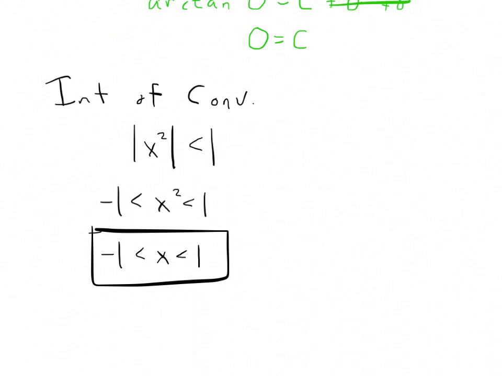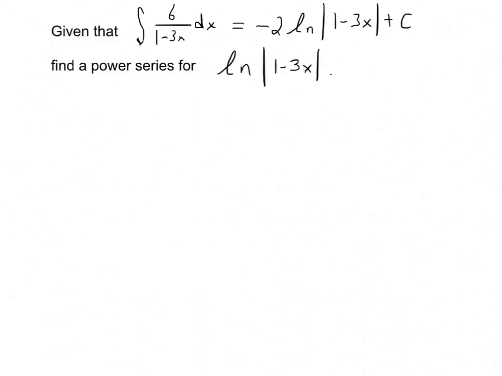So this other one I have is here. So I'm giving the information slightly differently. Given that the integral of 6 over 1 minus 3x dx is negative 2 natural log of 1 minus 3x plus c, find a power series for this thing.